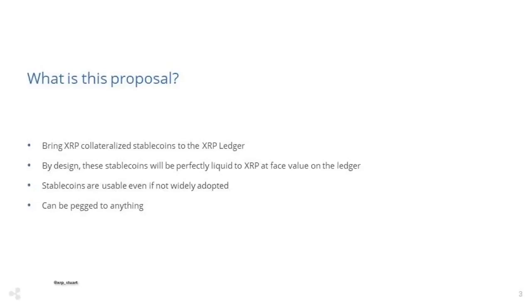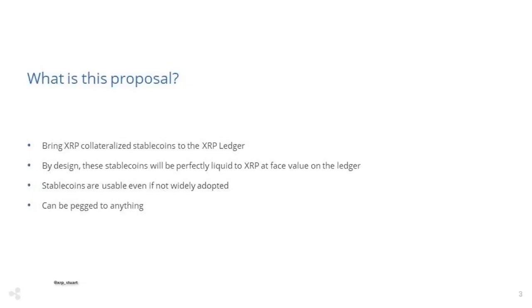Now in some of those systems you can actually redeem the stablecoin for the backing asset, in some you can't. What's interesting about this proposal is that the stablecoins are perfectly liquid to XRP at face value on the ledger. So in other words, if you have $1 in a dollar stablecoin designed on the system, what you have is a $1 claim on XRP enforceable by the ledger's payment mechanics.